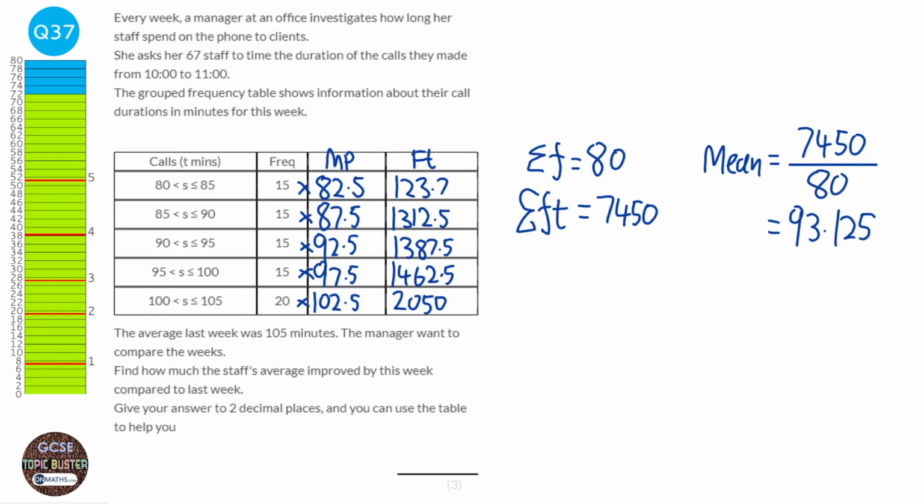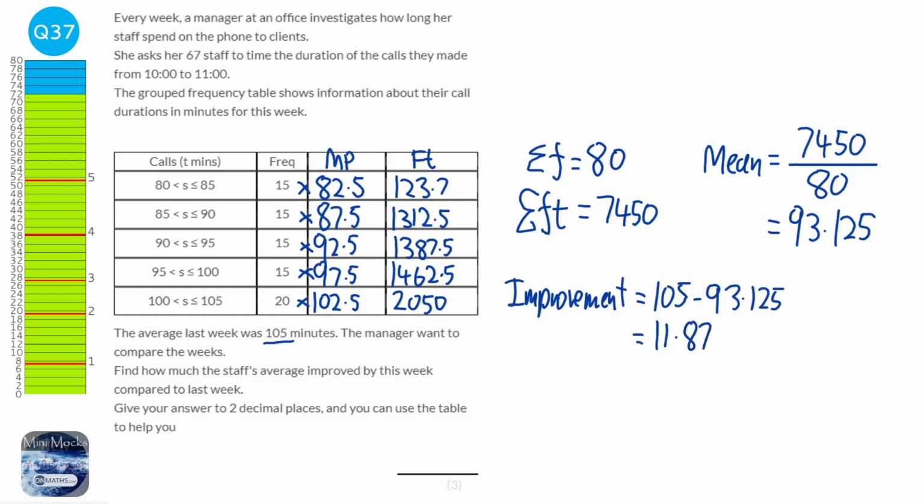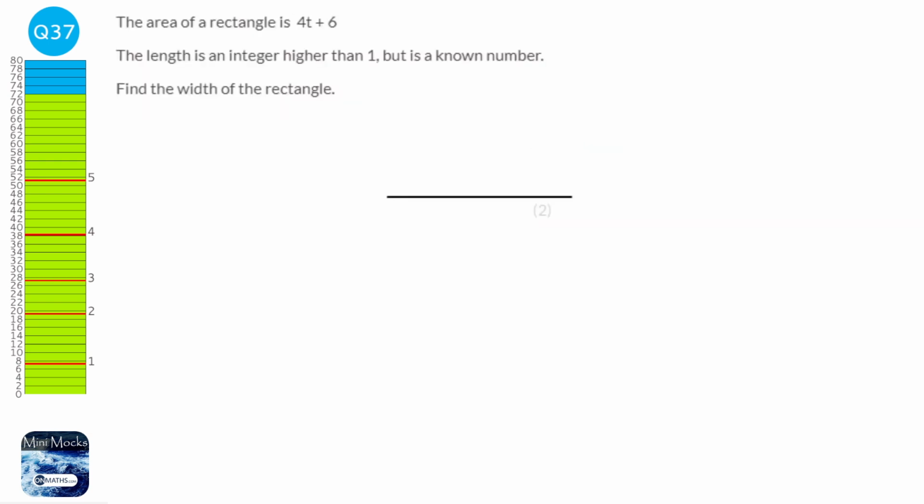Now this question is about the improvement that the manager has made to the call centre. So we're looking at subtracting the 93.125 away from the last week, which was 105. So we're looking for improvement. And we're going to do 105, take away the 93.125. And that's going to be 11.875. Now it does ask for 2 decimal places, so that will be 11.88.